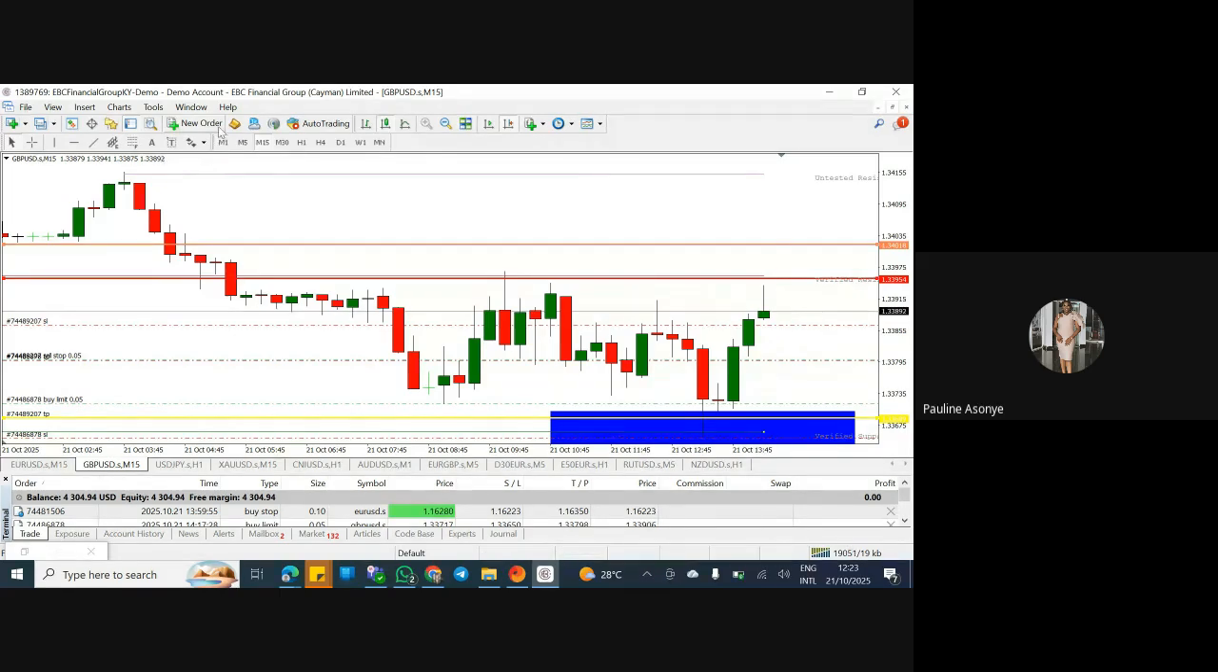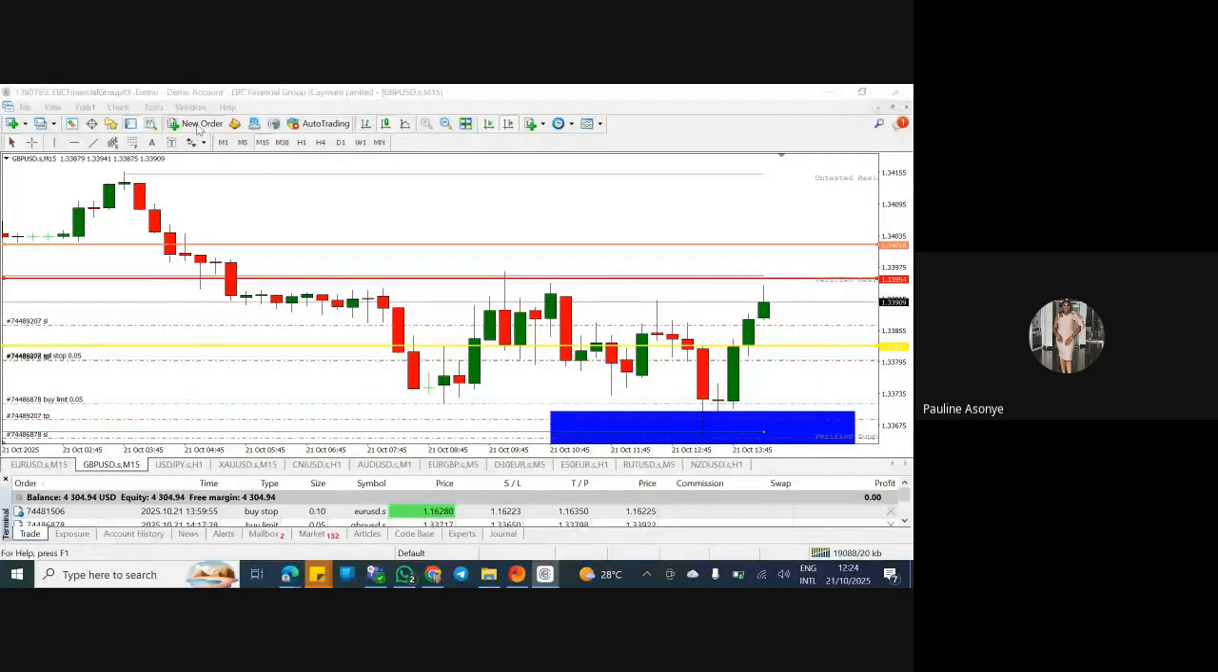Sorry, this take profit is too far. This is for the buy. Let me move it up a bit. Yellow is my take profit for any sell trade. Because I'm selling at the resistance, I want to put my take profits here. I doubt if this will allow us to place the trade, but let's try.